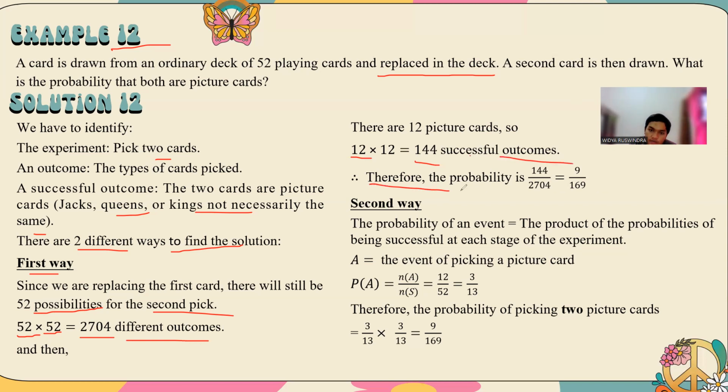So therefore, the probability is 144 over 2,704, which is equal to 9 over 169.